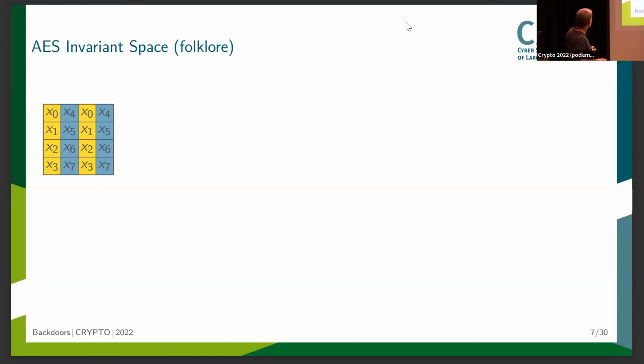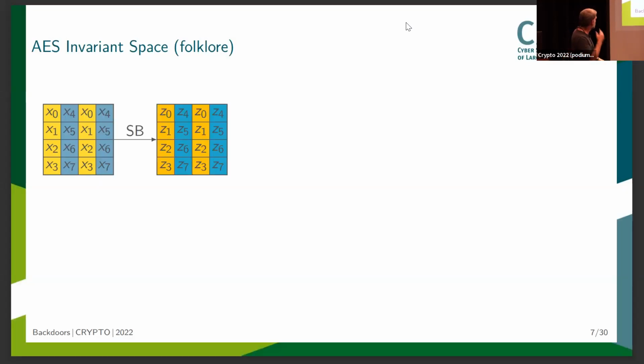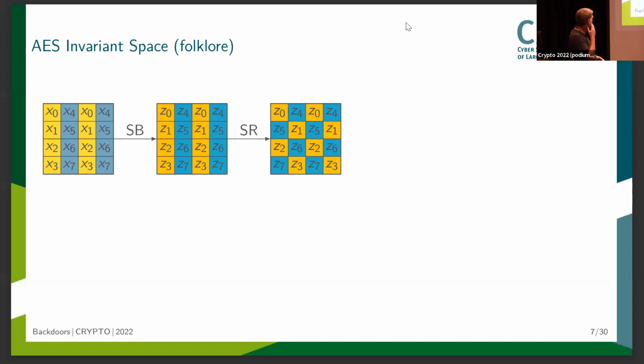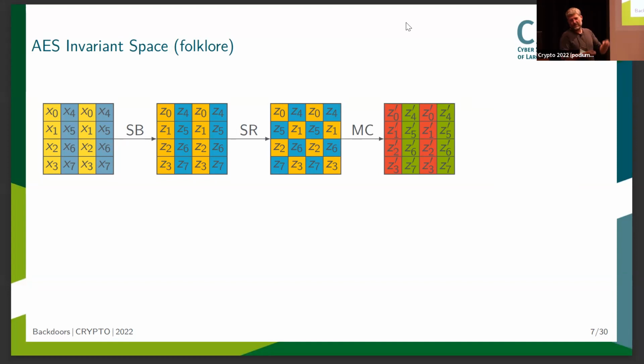So there's an invariant space. Namely, if you take an AES state and you put the first and the third column to the same value, and the second and the fourth columns have the same value, then this is not going to change through the round function. Yeah? So if you apply sub bytes, this is clearly not going to change. If you apply shift rows and you carefully check, it's not going to change. And for mix columns, it's not going to change, because if you input the same columns, you're going to output the same columns.